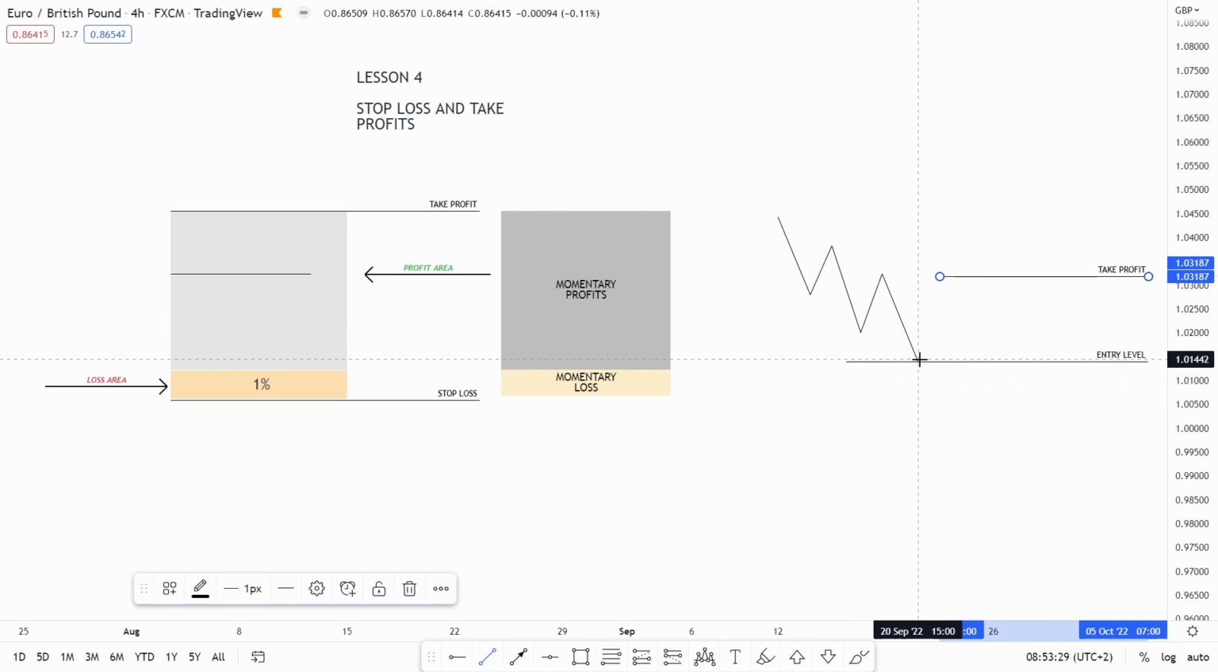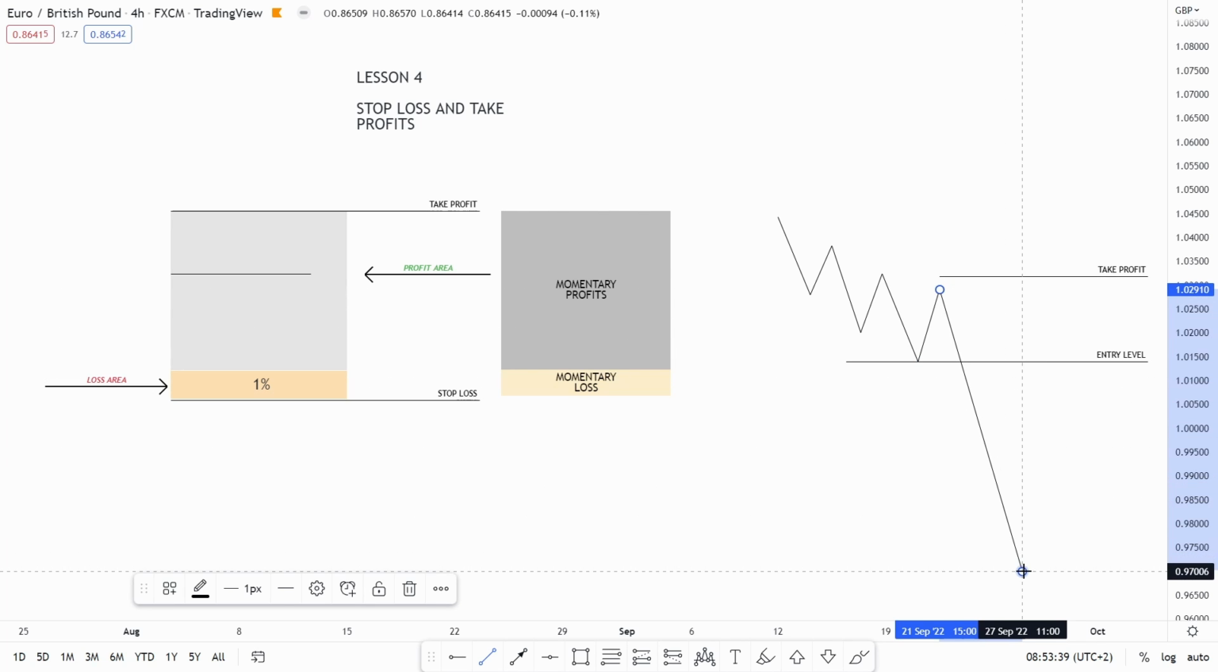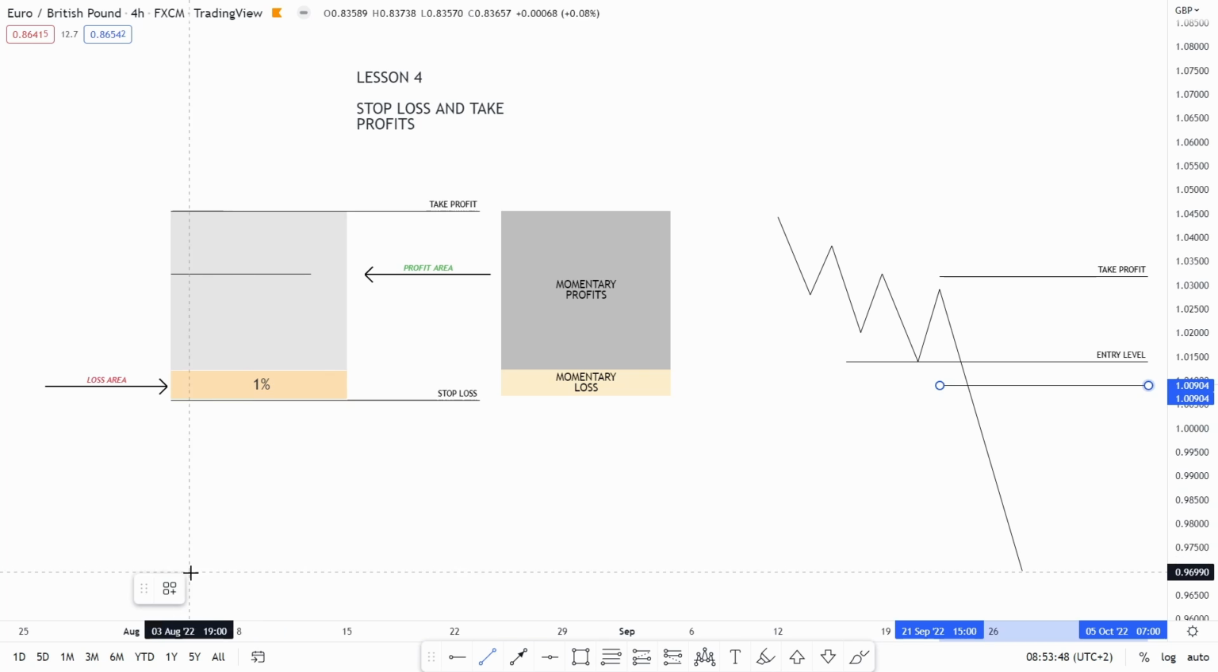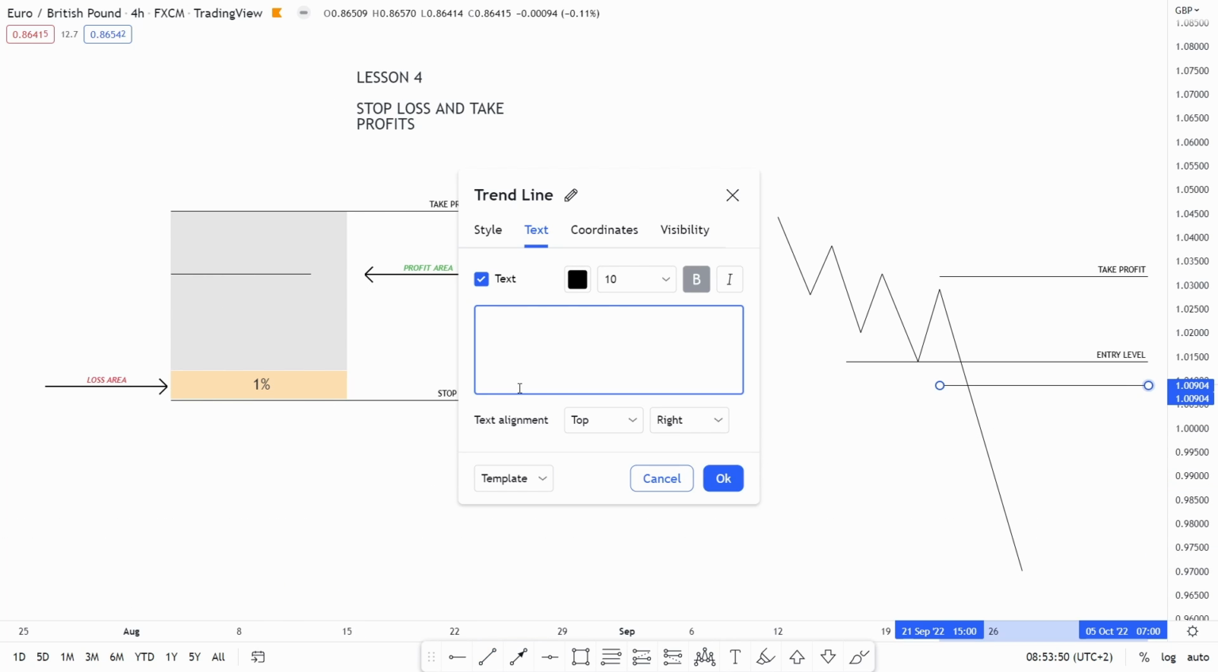So the market gives a first reaction buy. Maybe it doesn't reach your take profit, and then it goes straight down, but very fast. So now pretend that this one was your 1%, okay? So this one would have been your stop loss level, stop loss 1%.